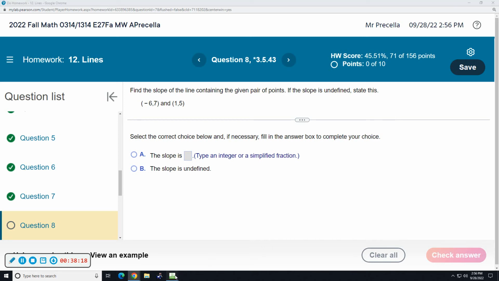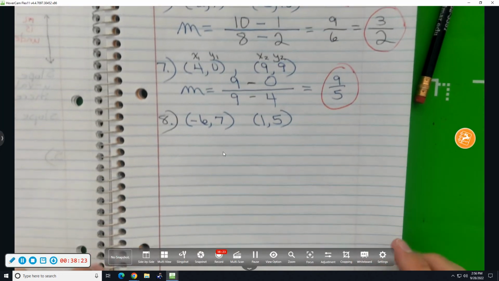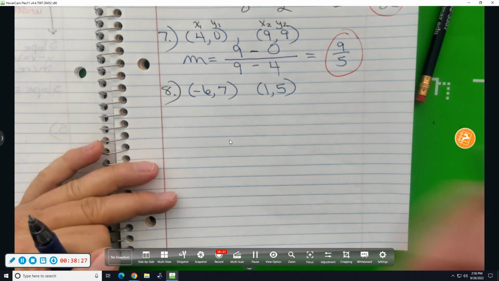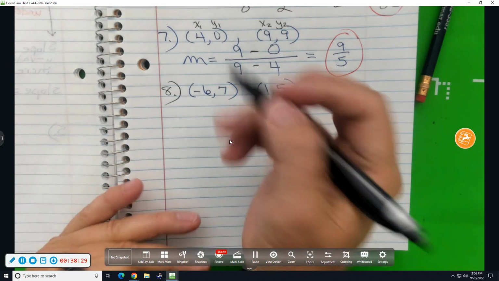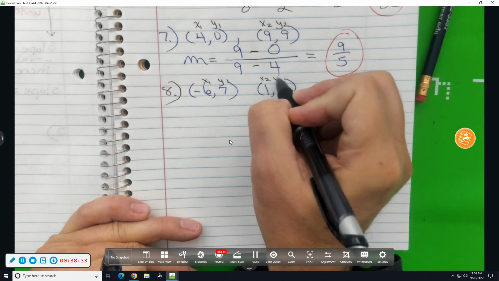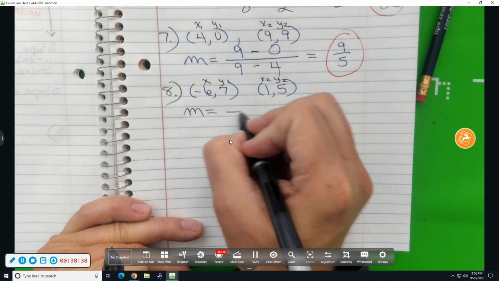Switching over to my paper, I'm going to push this up. Okay. Again, I'm going to identify my X1, Y1 and X2, Y2, and I'm going to write out that formula.